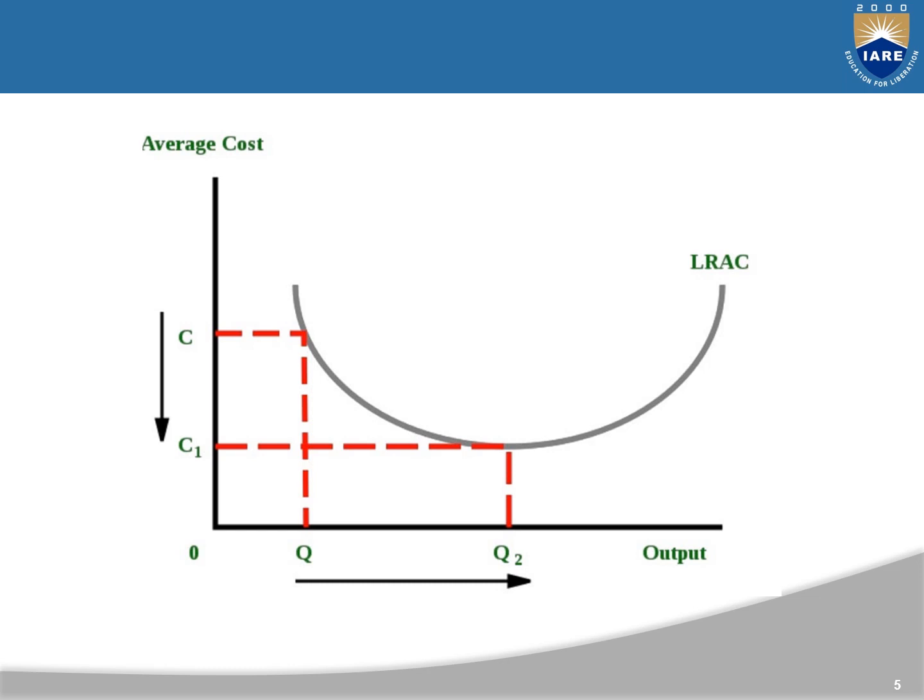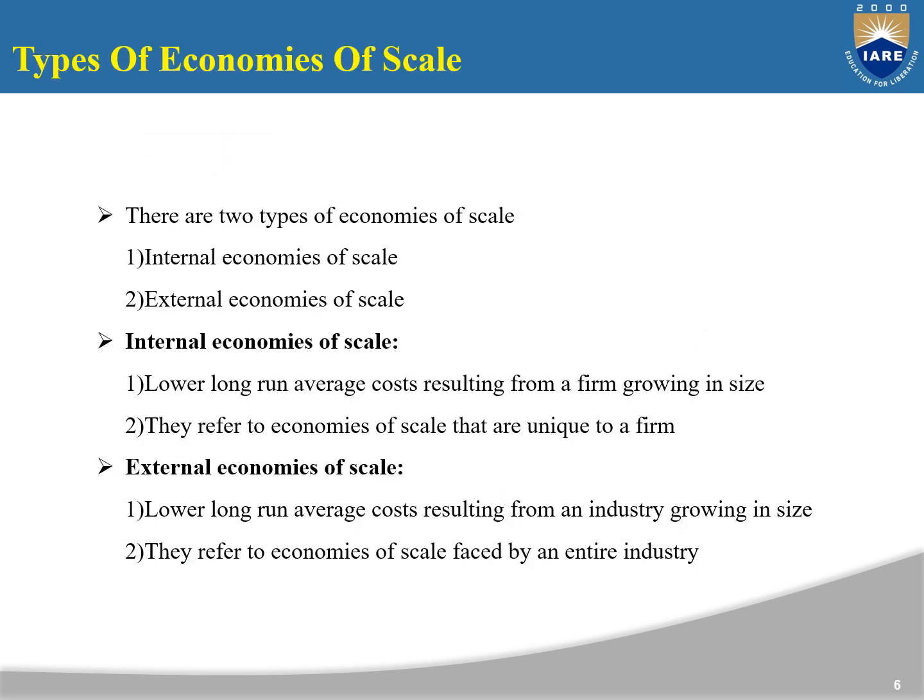This is the graph representing the economies of scale. The average cost per production unit decreases as the output increases. Types of economies of scale: there are two types, internal economies of scale and external economies of scale. Internal economies of scale: lower long run average cost resulting from a firm growing in size. They refer to economies of scale that are unique to a firm. External economies of scale: lower long run average cost resulting from an industry growing in size. They refer to economies of scale faced by an entire industry.